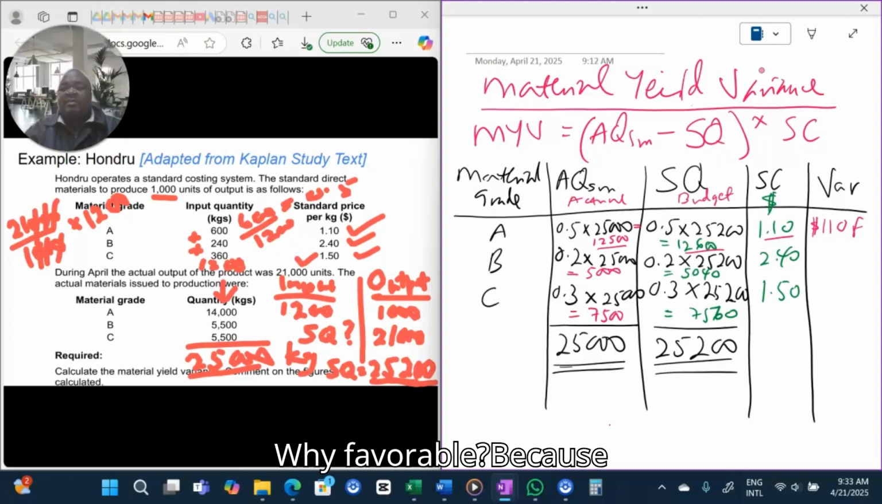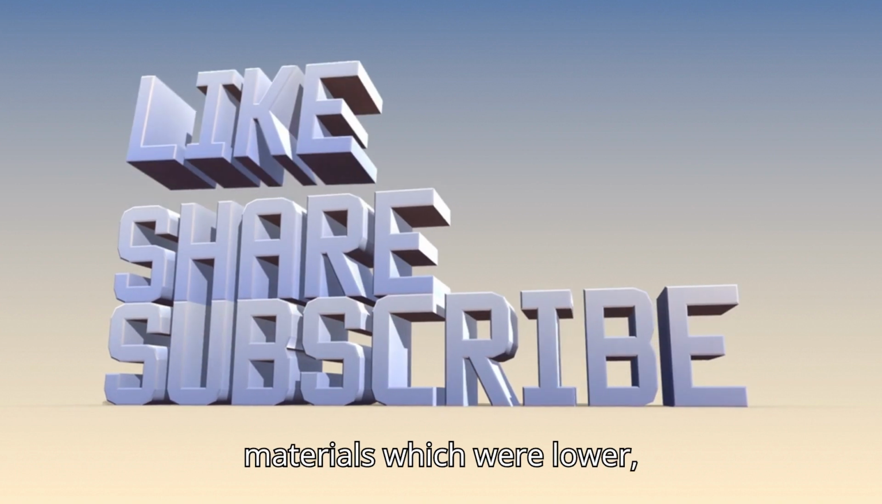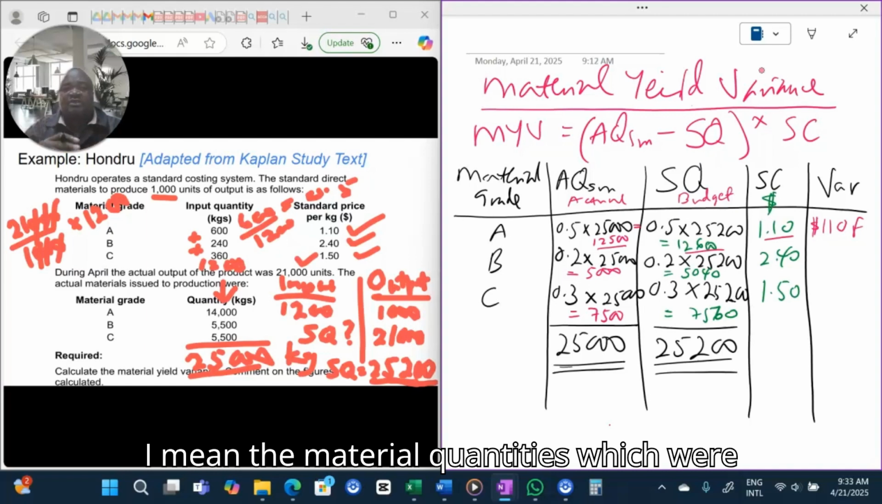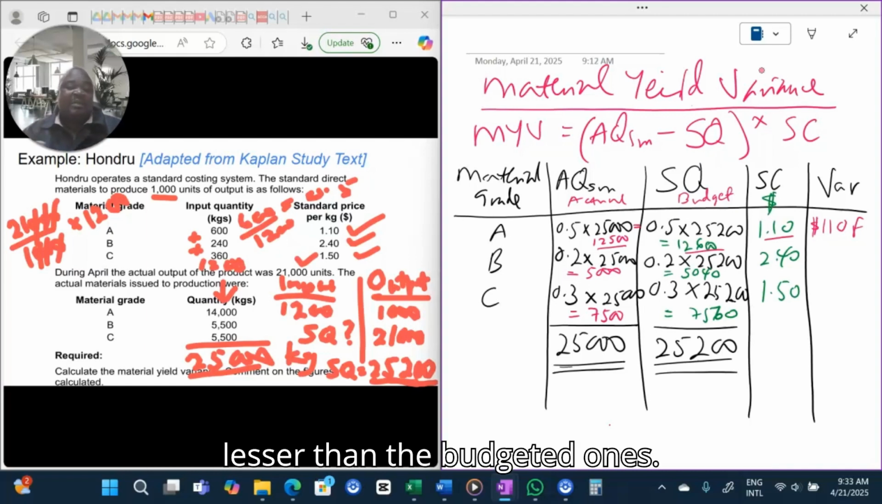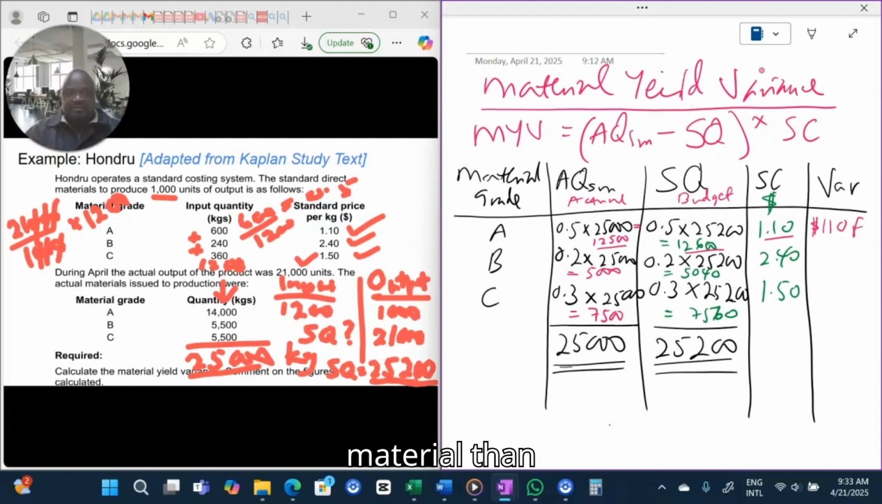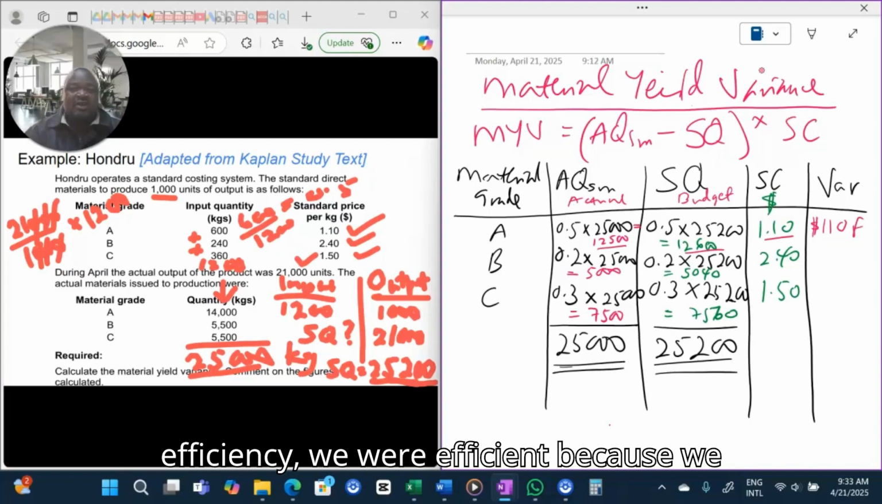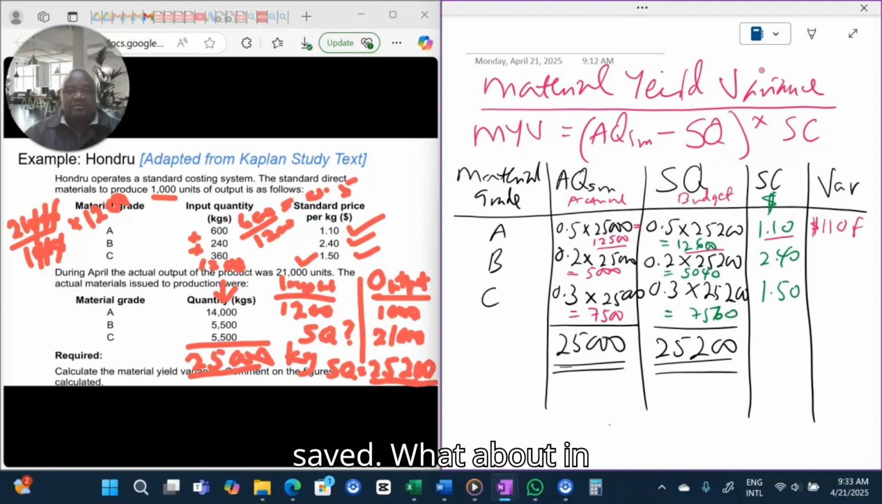Okay, why favorable? Because we are saying we used the material quantities which were lesser than the budgeted ones. So we used less material than expected. So there was some material saving. So this is why we are giving a favorable variance there, right? So in terms of efficiency, we were efficient because we saved.